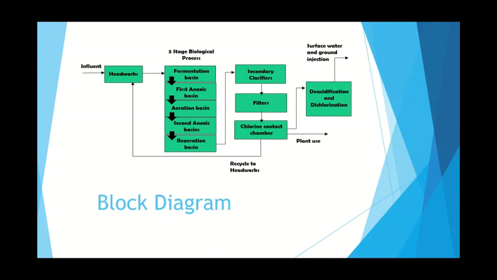The water then gets processed by going through the filters, chlorine contact chambers, and possibly deacidification and dechlorination. The extent of the remaining steps depends on where the processed water is being sent: back to headworks, miscellaneous plant use, or surface water or groundwater injection.